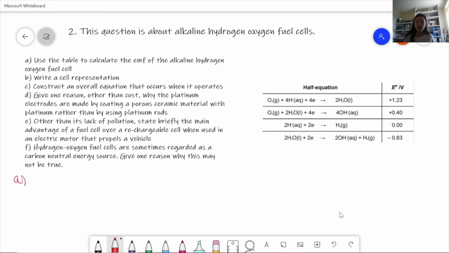So what we do is we use the equation EMF equals standard electrode potential of the right minus the standard electrode potential of the left. And so the 2 equations that we need are this one and also this one, because these are both working in alkaline conditions.